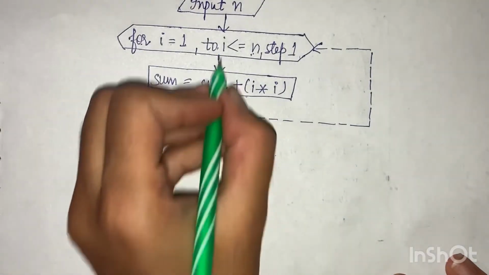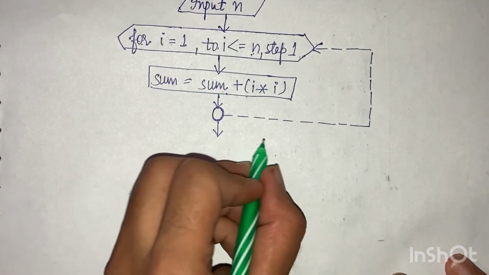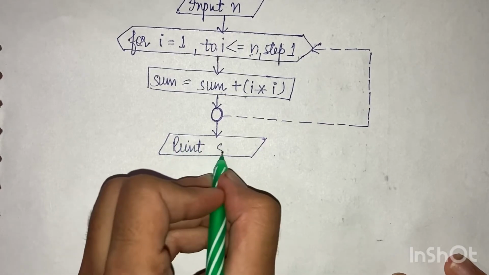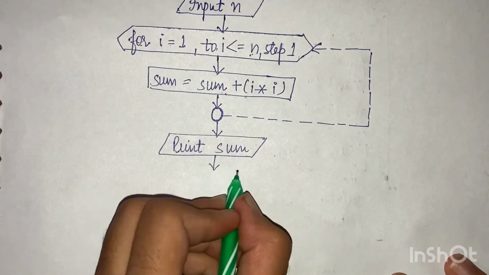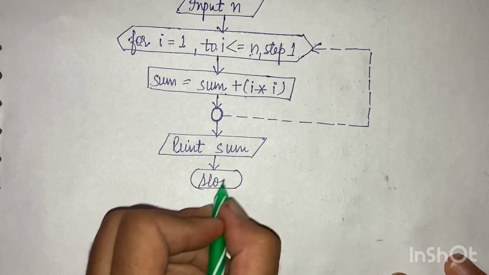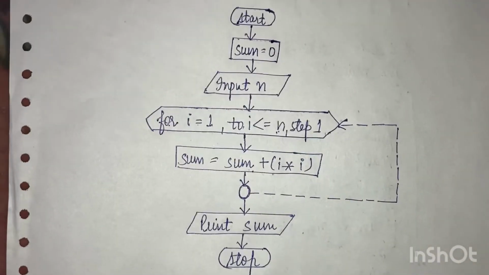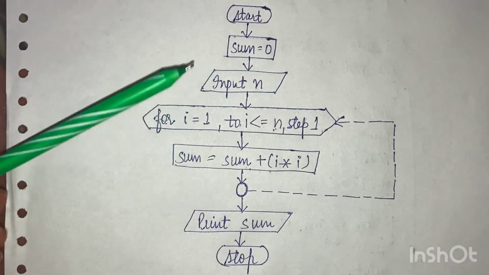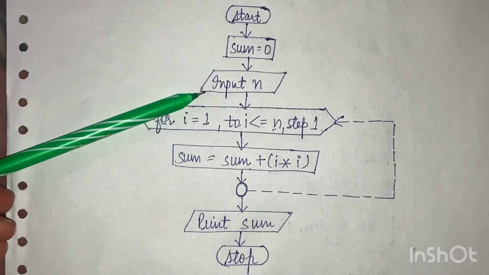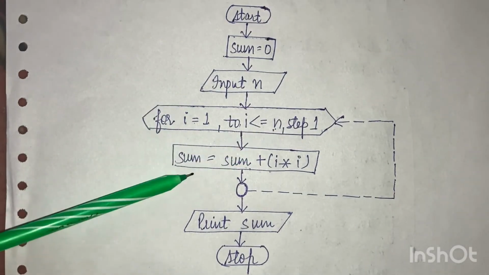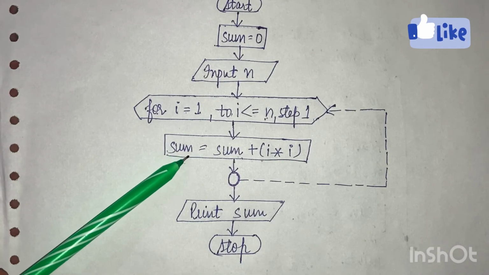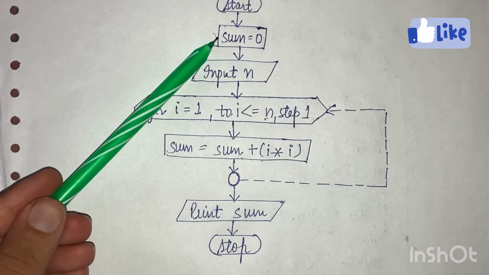Then after coming out of the loop, after the condition is false, we will print the sum and then stop. So this is the flowchart. Start, we assign the value sum is equals to 0. Then input, we input n. Then the for loop. Then we calculate the sum. For any operation or assignment, we use a rectangle.